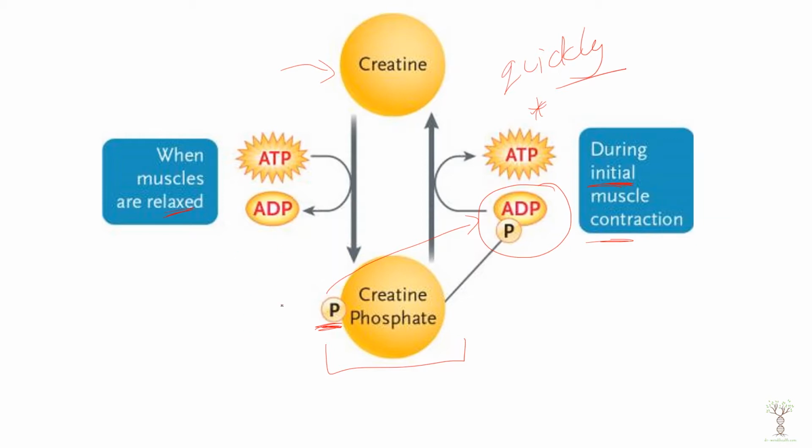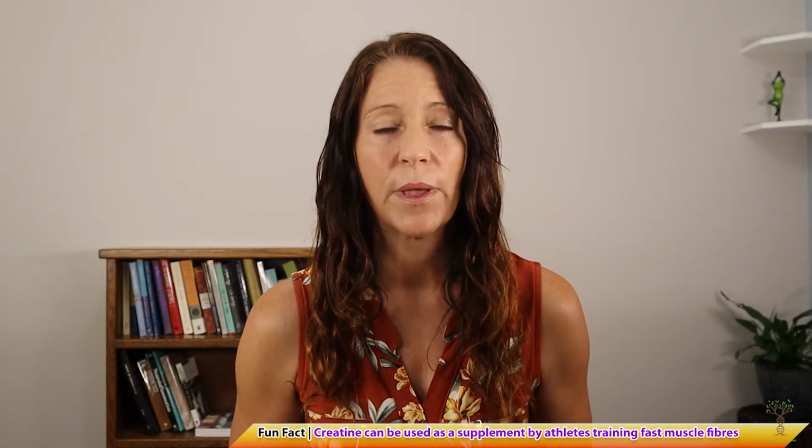Let's suppose you're lifting weights in the gym, then in between your sets when you are relaxing, you are going to recycle your creatine phosphate supply. Sometimes athletes use creatine phosphate as a supplement. It's really only going to be beneficial for athletes that are using fast twitch fibers, that are lifting weights or sprinting or doing high intensity exercise, because you use the creatine in the very initial first few seconds and it will give you an advantage.